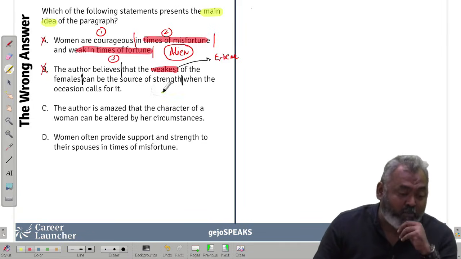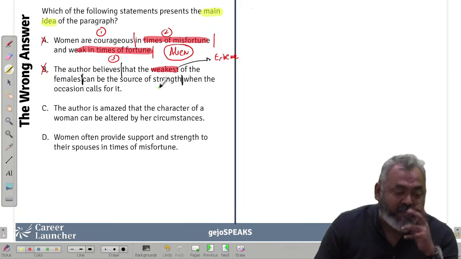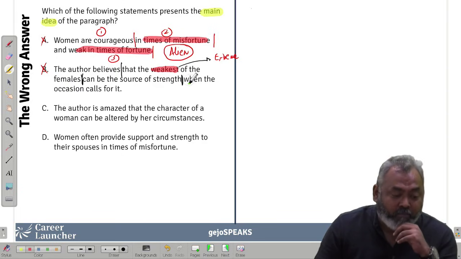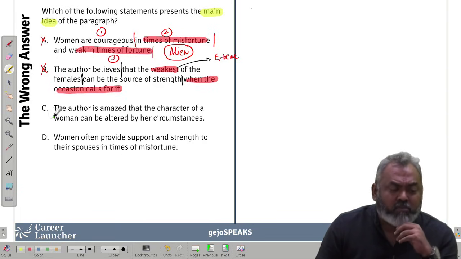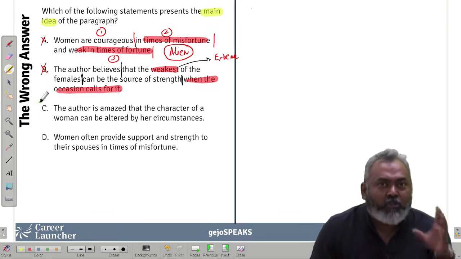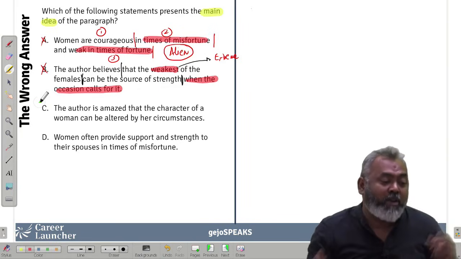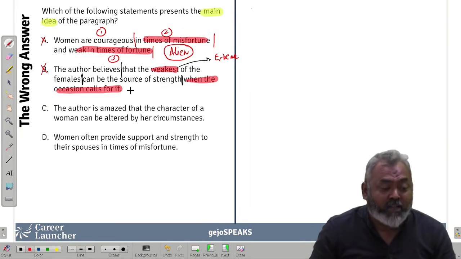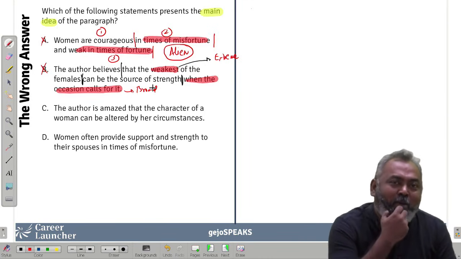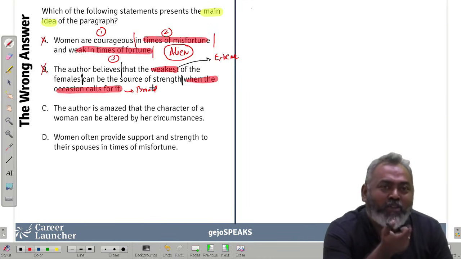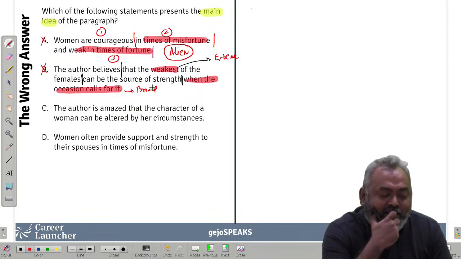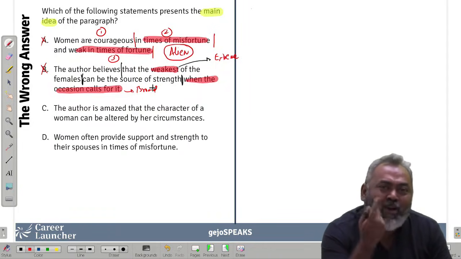For example, one other problem in the answer choice is saying that women can be the source of strength when the occasion calls for it. What occasion? The whole passage talks about misfortune as a context. Now this is very broad. That's also another problem. You just need one problem for it to be a problem answer choice. You don't need 1 or 2, you just identify one and you say chuck it.